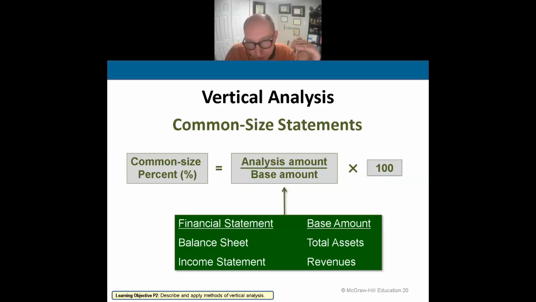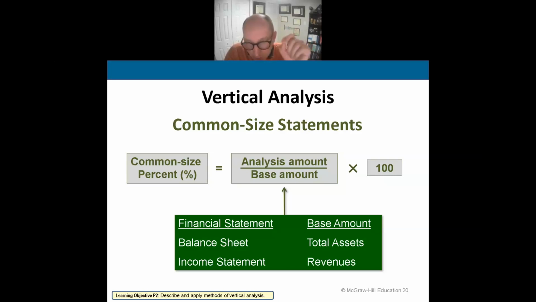We take the analysis amount and we divide that by the base amount. The base amount on the income statement is total revenue. The base amount on the balance sheet is total assets. So we take the analysis amount divided by the base amount and we multiply that by 100. Here's how it works.